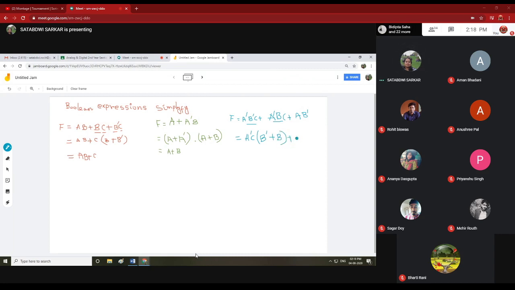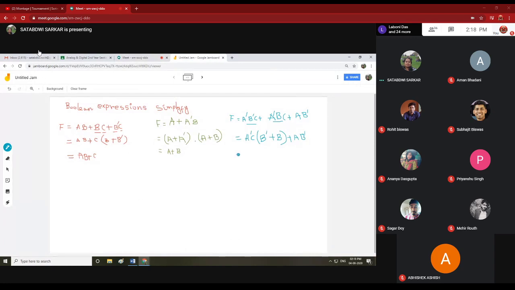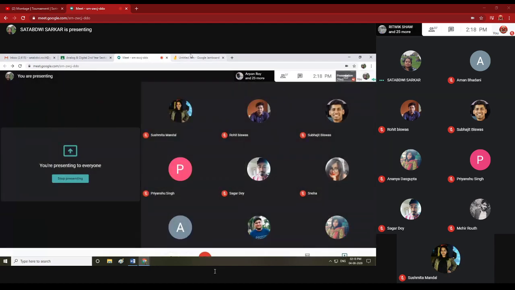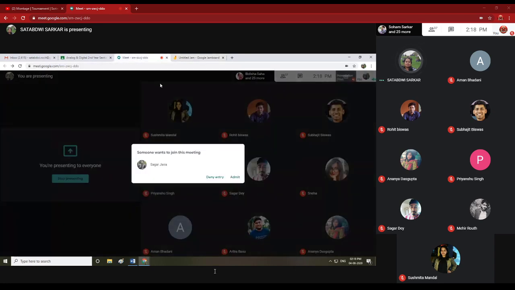So now the third term, that is A B bar. So here we take A bar C plus A B bar. So this is the minimum form.